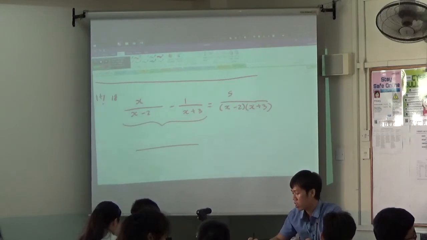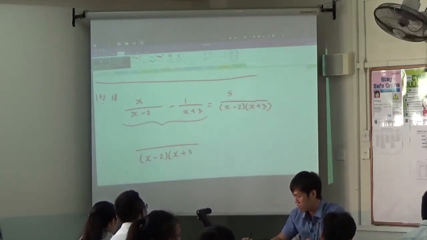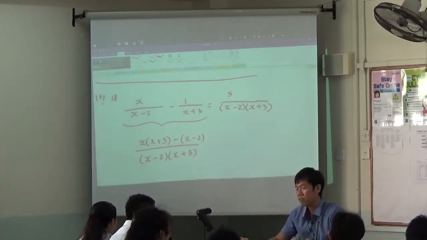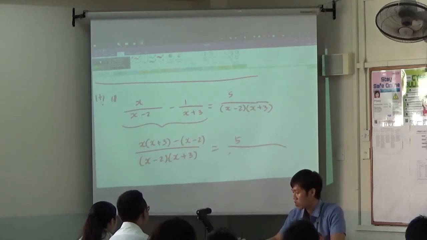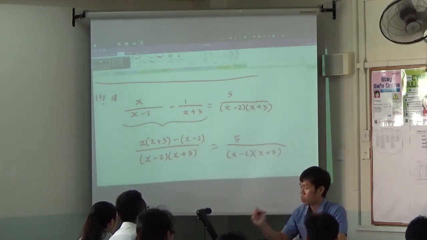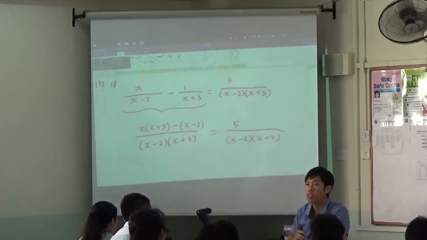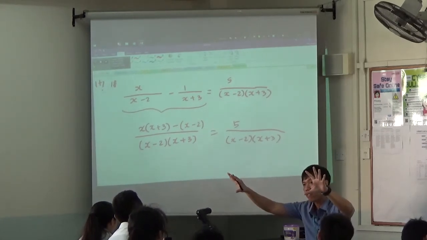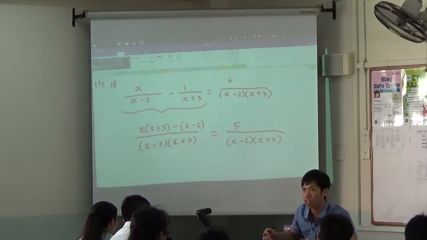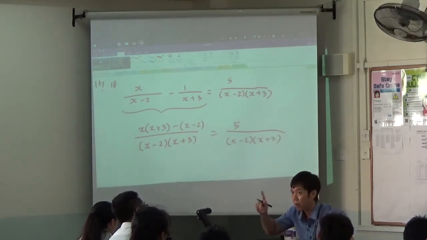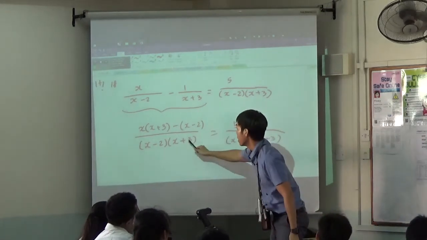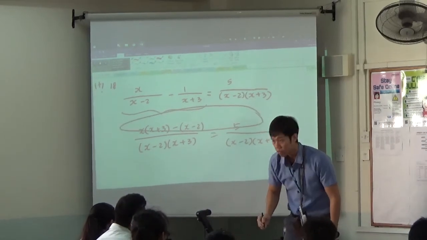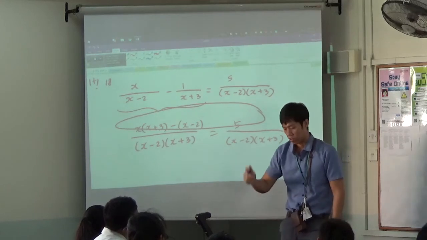So you combine into one fraction where you have x minus 2, x plus 3. Then you have x plus 3 minus x minus 2, right? Then the right-hand side is still the same. Doesn't change. Okay, what now? Oh, they are the same denominator. You notice that. If the denominators are the same, and then the fractions are equal, what does that tell you about the numerator? One more time, if the two fractions are equal and the denominators are the same, what does that tell you about the numerators? Must be the same. So you just solve this. Easy? Can, right? Okay, not gonna show you the answer.